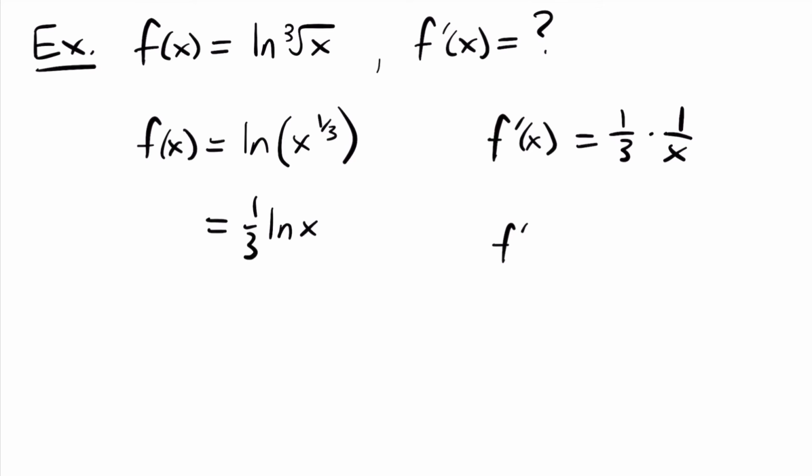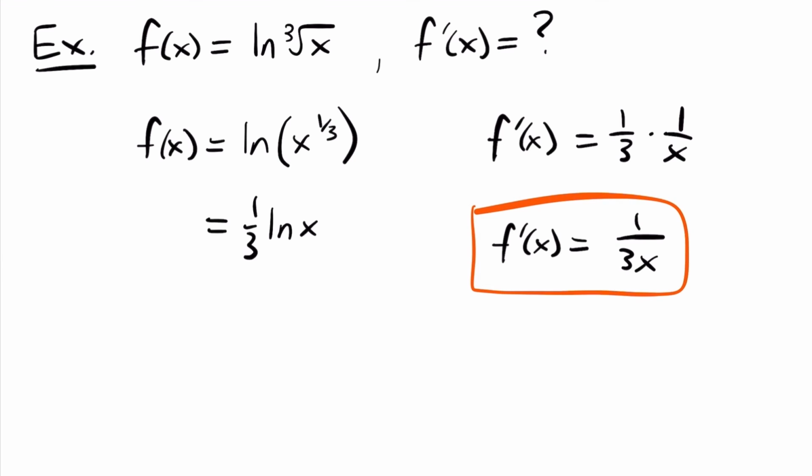And so that means that f prime of x will be equal to 1 divided by 3 times x, and that is going to be the solution to this problem. Let's look at another example.